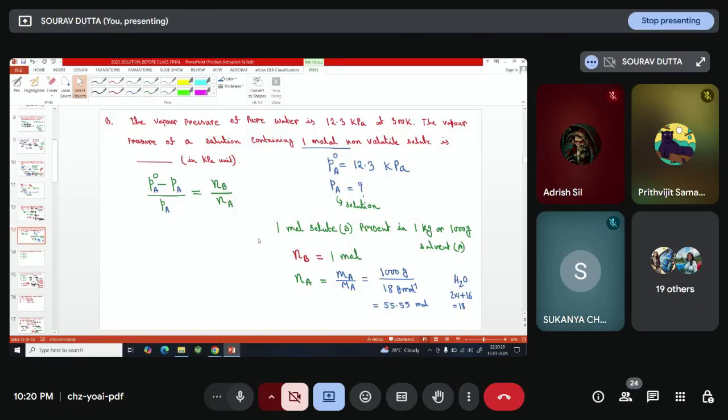Now just put this in this formula. Just put here NB 1 and NA 55.55, PA naught 12.3 minus PA, which we don't know, divided by PA. You just rearrange this and calculate, you can get PA equals 12.08 kilopascal. That is your answer, 12.08.